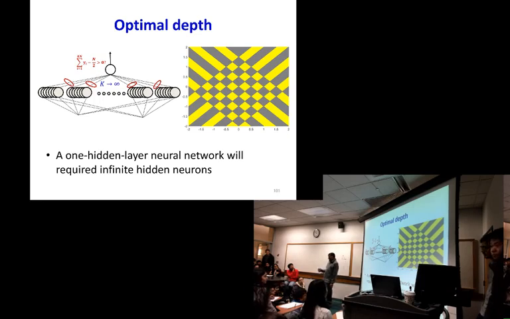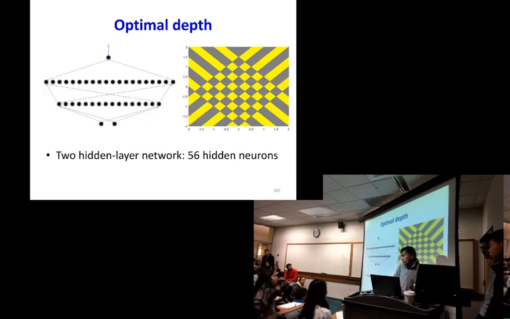One? Anyone? How many neurons do I need with one hidden layer? Let's assume it's infinite, right? Now, if I use 2 hidden layers, how many will I need? A very small number.